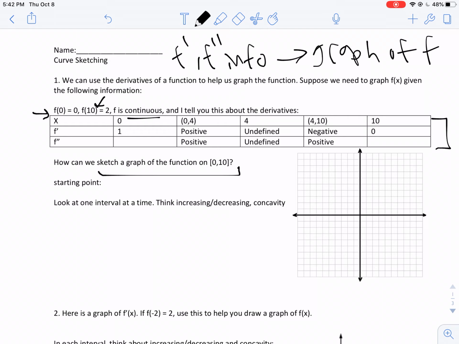One is we have a starting point. So first thing you're going to do is have a starting point. Somewhere you're going to begin your graph, a point you're going to go through. And in this case, those starting points are right here. You have the point (0, 0), and you also have the point (10, 2). So let's just go ahead and do those. So (0, 0), and then (10, 2). And I need to make sure that the graph I make goes through those points.